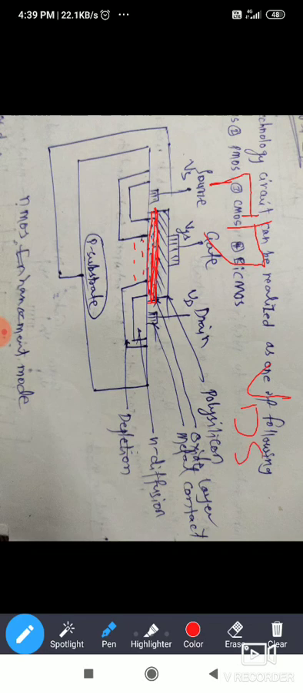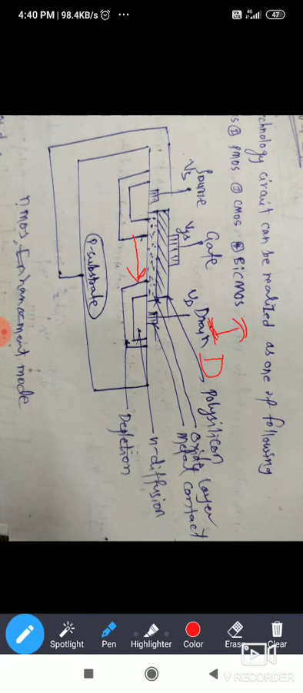VDS, further, then electrons will flow from source to drain. Like this, electrons will flow. Here a channel is formed. Electrons will flow from source to drain, and we will get current in the drain. This is for the NMOS enhancement mode MOSFET.